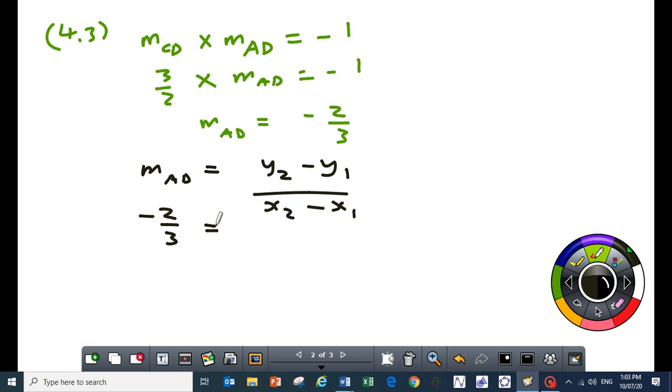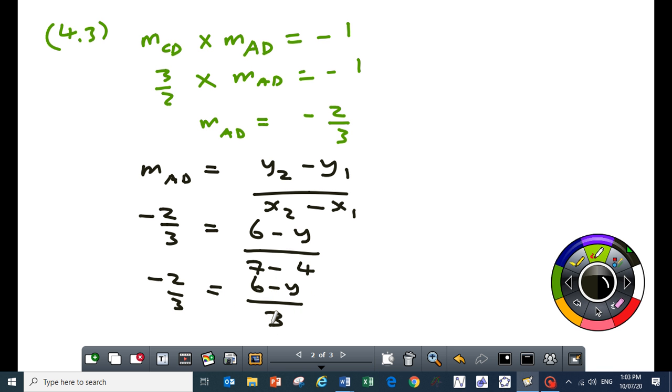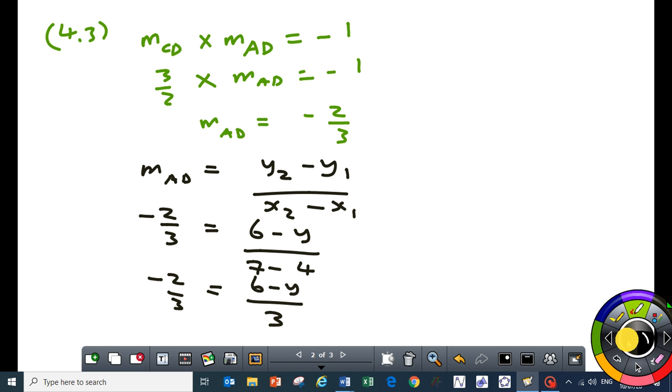Where there is y2, I'm going to choose point D as my y2. So I'll have 6 minus y over 7 minus 4. And then you get -2/3 is equal to 6 minus y over 3. It becomes a grade 9 equation.